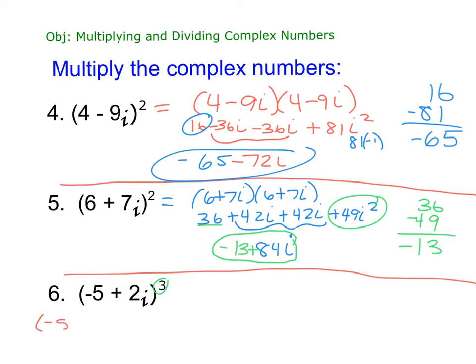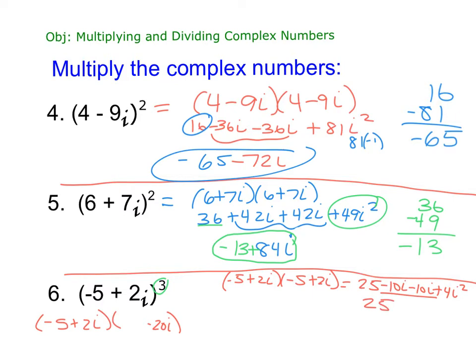So I'm going to write 1 down here, and then whatever I get up here for the negative 5 plus 2i times negative 5 plus 2i. 25 minus 10i minus 10i plus 4i squared. So that gives us negative 20i. And then we have 25 minus 4 times negative 1, which is 21. All right, so this is the first 2.